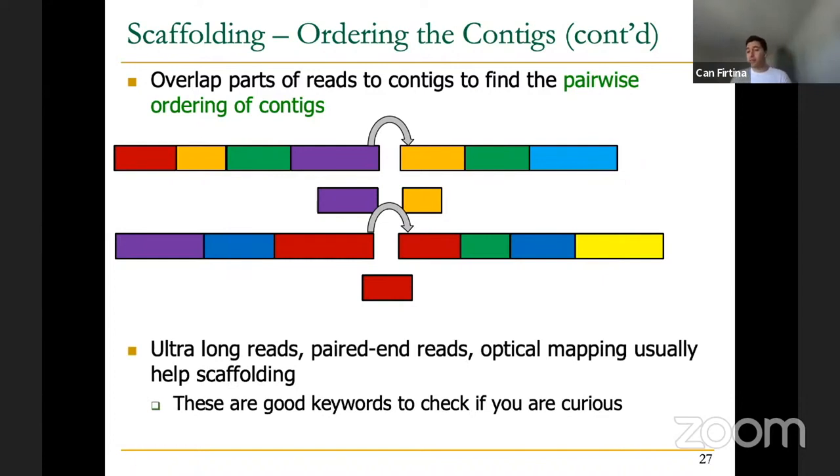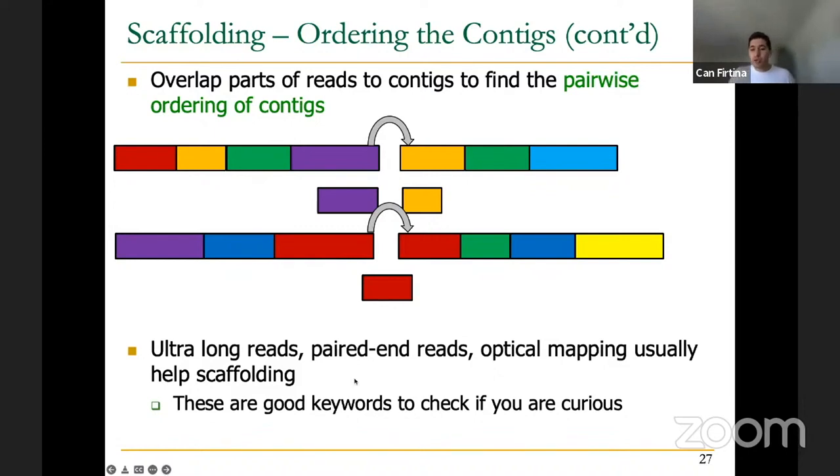So what helps scaffolding? We usually want to use ultra long reads so that we can identify such overlaps. We can use paired-end reads. Paired-end reads are essentially paired where there's a gap between them, and maybe one pair may be overlapping here and one pair overlapping here. But since we already know that these two pairs are close to each other, we can say that maybe these contigs are also close to each other.